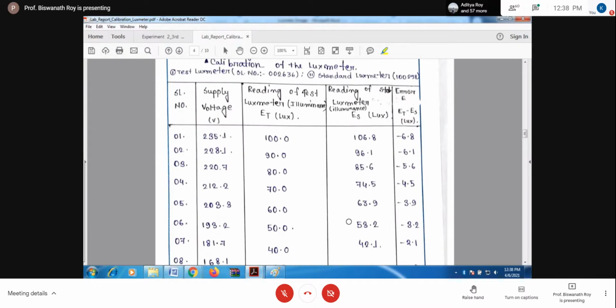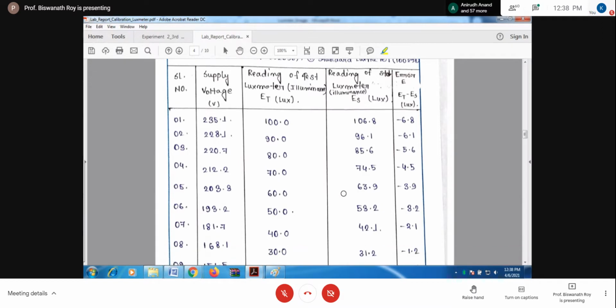So after having this data, as I said, the test lux meter is replaced by the standard lux meter, and these values are obtained correspondingly. So what is the same test condition? The same test condition is the supply voltage. So for the same supply voltage, when the test lux meter reads 100, the standard lux meter reads 106.8.